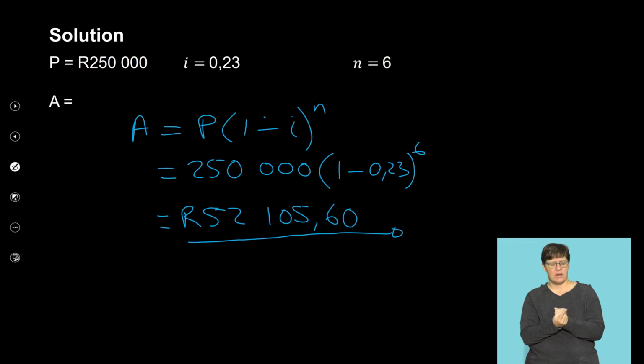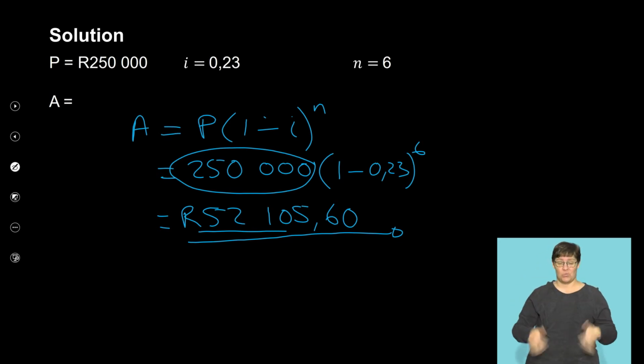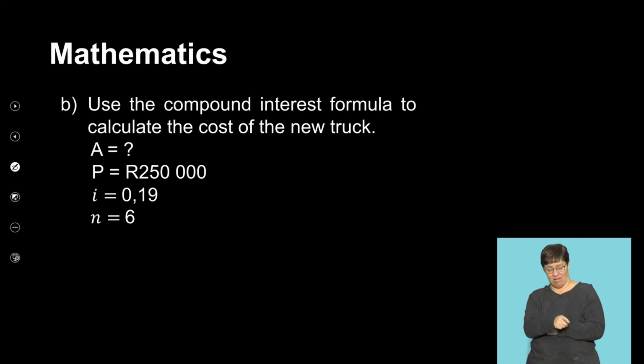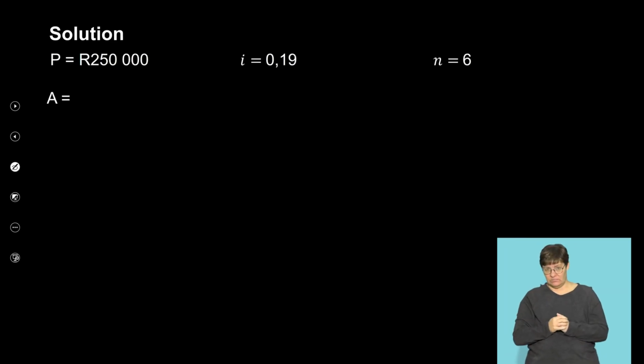Now, look at what is happening here, guys. You bought this thing as a company for 250,000. After 6 years, you can only sell it at 52,000. So the difference in this is more than 180,000. So you can really see that this is a big loss. But because the company knows that the truck will be costing a bit more after the 6 years because of the inflation of 19%, they then also calculate how much the new truck that they need to buy will cost after the 6 years.